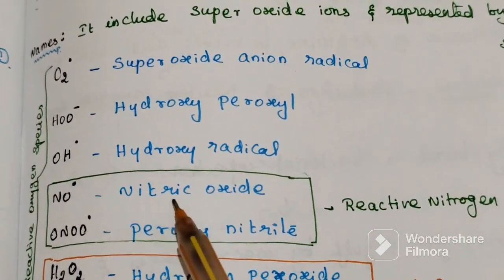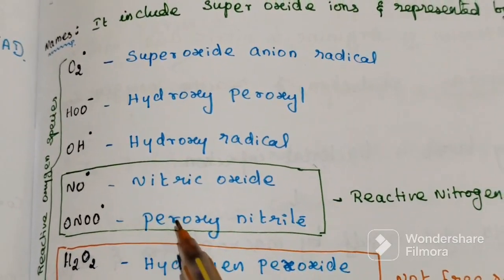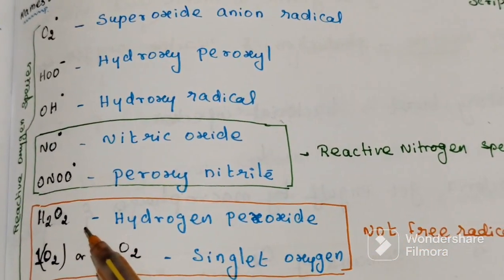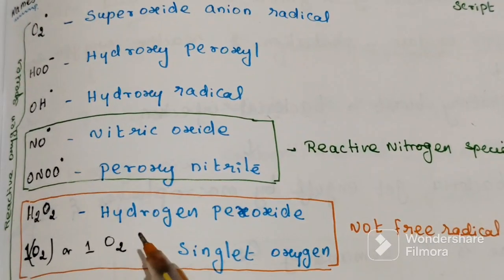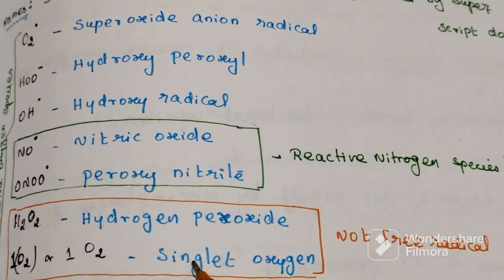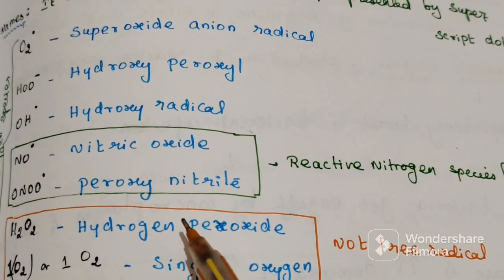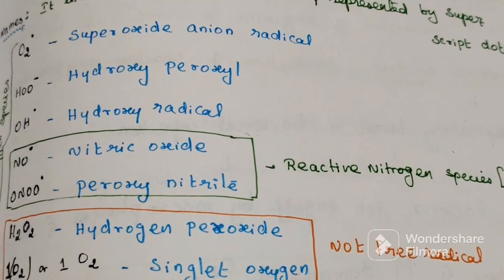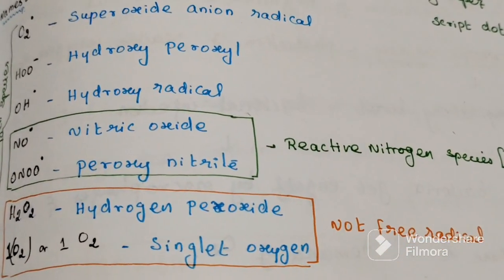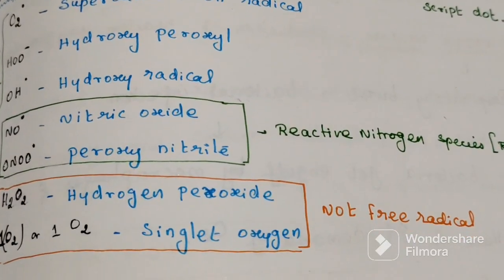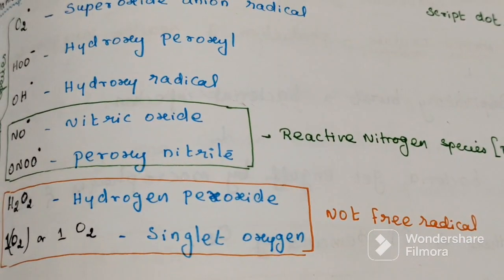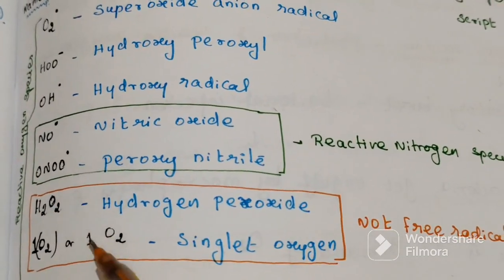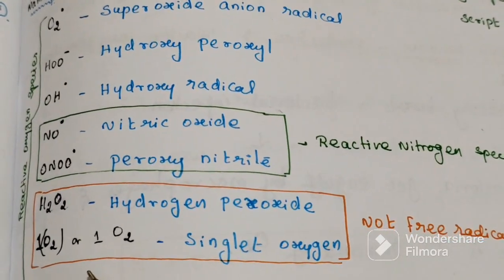The fourth one is nitric oxide. Then this one is peroxynitrite. Then the other two: H2O2, which is hydrogen peroxide, and singlet oxygen. These two are reactive oxygen species which are reactive, cause generation of new radicals, and have a very short lifetime. They cause damage, but they do not have the superscript dot of free radicals.